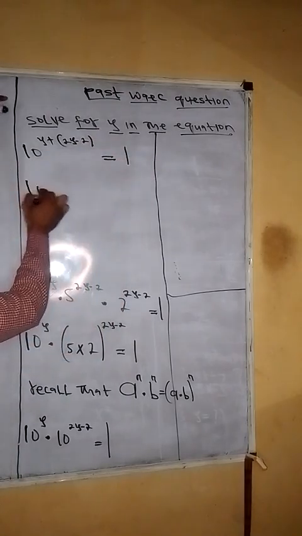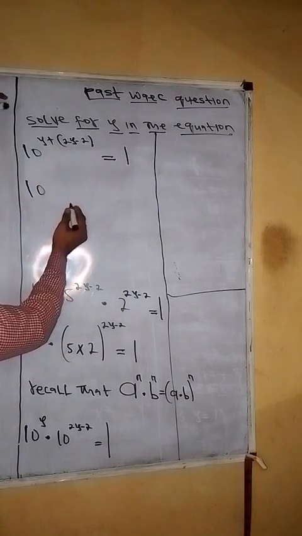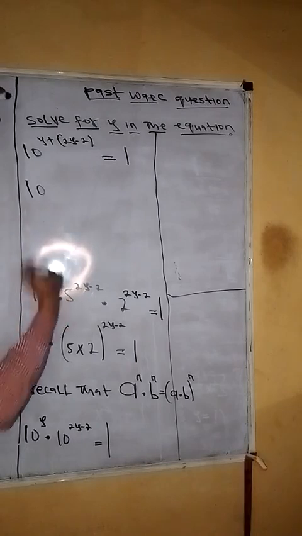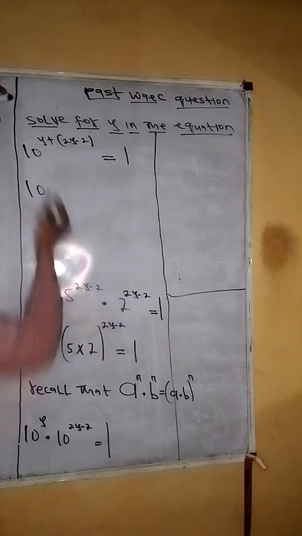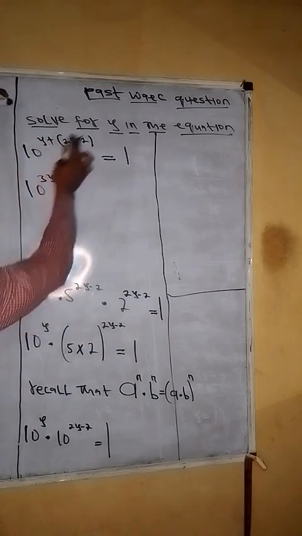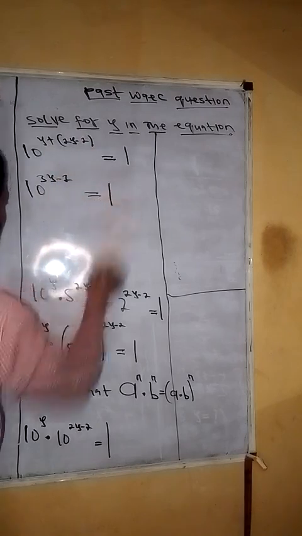So in this situation, we are going to have 10 raised to the power. Now let us add these two powers together according to the rule of algebra. Algebra is telling us that like terms can be added and they can also be what? Subtracted, while unlike terms cannot. So when we add y plus 2y, we are going to have 3y, and plus and minus is minus 2, is equal to 1.